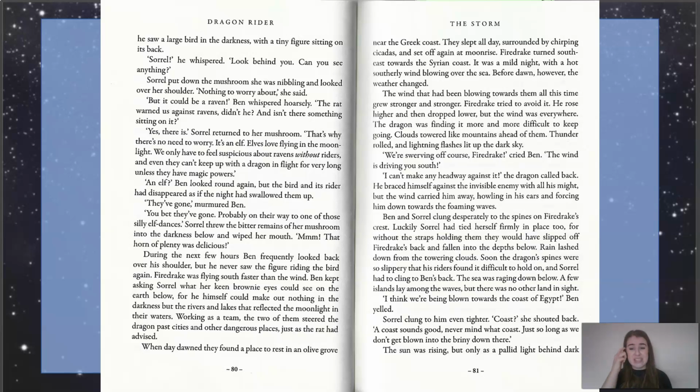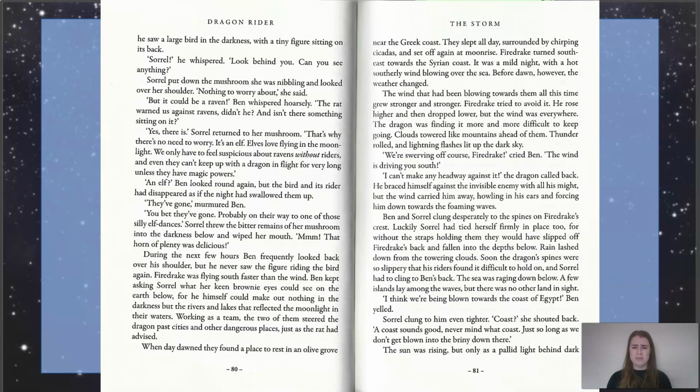Ben and Sorrel clung desperately to the spines of Firedrake's crest. Luckily, Sorrel tied herself firmly in place too, for without the straps holding them, they would have slipped off Firedrake's back and fallen into the depths below. Rain lashed down from the towering clouds. Soon the dragon's spines were so slippery that his riders found it difficult to hold on, and Sorrel had to cling to Ben's back. The sea was raging down below. A few islands lay among the waves, but there was no other land in sight.